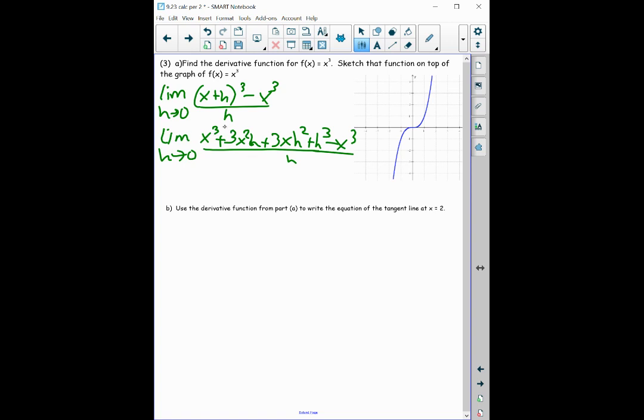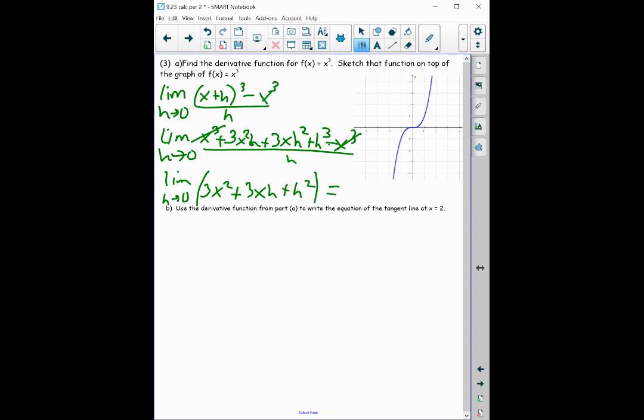But if I start cleaning this up, my x cubes will cancel, which is nice. So everything that I have left has an h in it. That's key. That's how you know you kind of did it right, is that the h's are going to have to cancel at some point. So since I have an h in the numerator in every single term, I'm going to divide out the h from the denominator. So that's going to give me 3x squared plus 3xh plus h squared. So that's the expression that I have left.